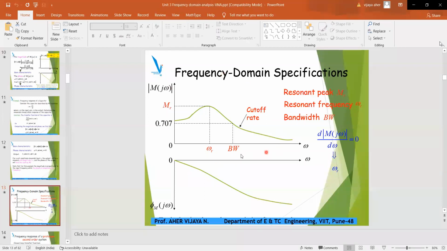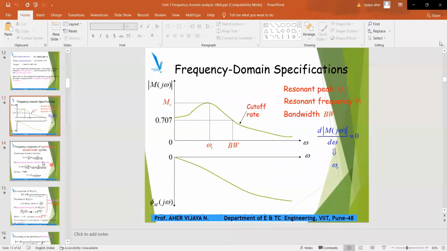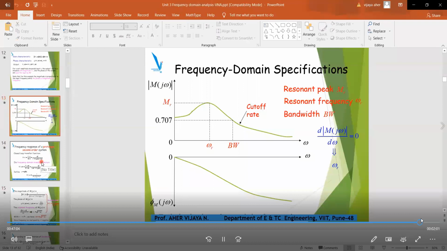So this is the magnitude plot and this is the phase plot for our equation. These are the frequency domain specifications you have to remember: M_R, the maximum resonant point, peak point, or maximum magnitude, denoted by capital M suffix R; then resonant frequency omega r; and the bandwidth of the low pass filter. Any doubt up to this? Understood, students?